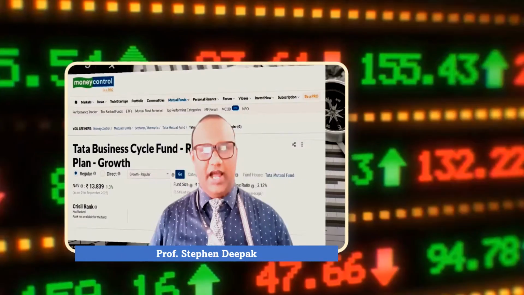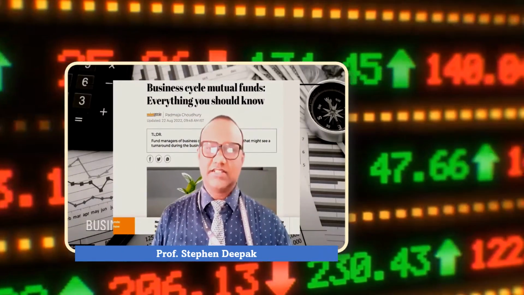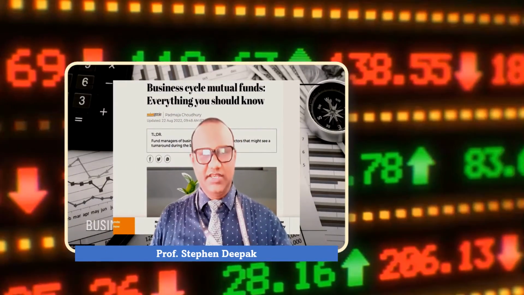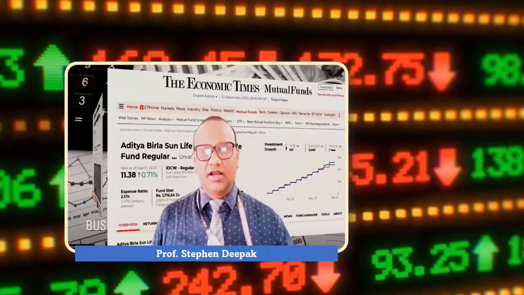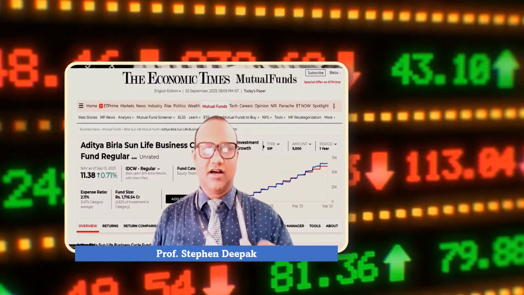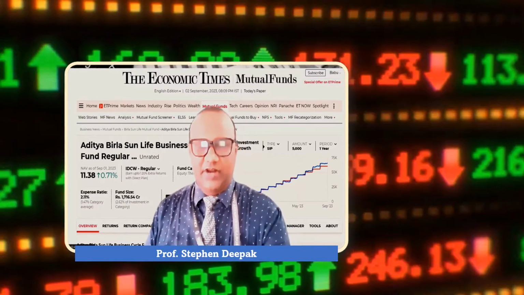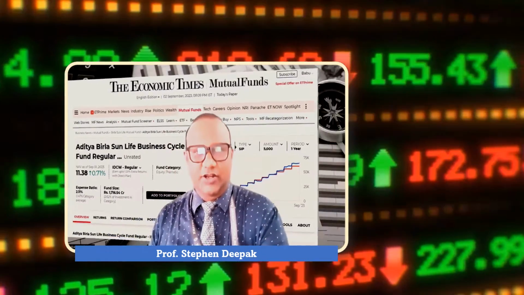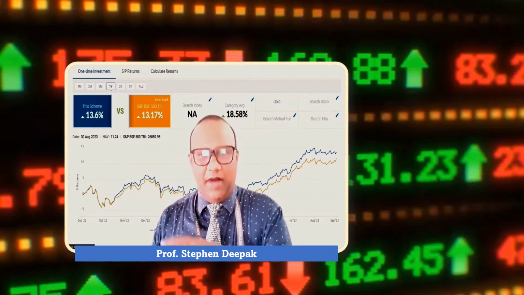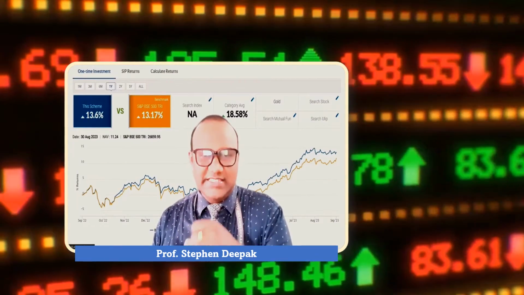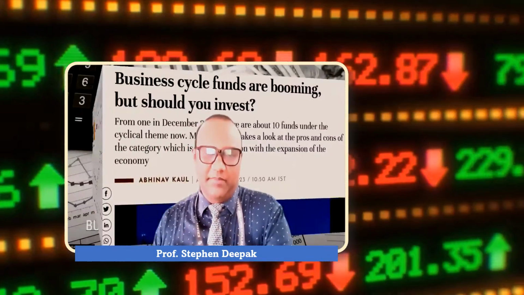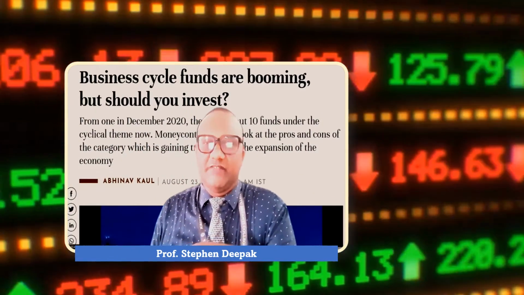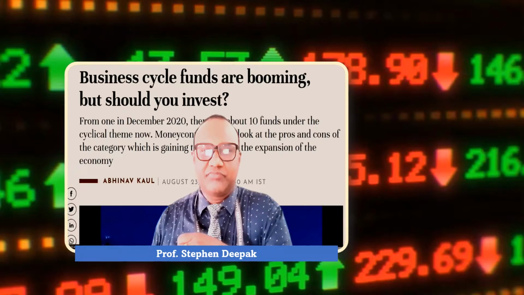Let us look at how a business cycle fund typically works. We've seen the advantages of what a business cycle fund could do. First of all, it helps in sector rotation. Fund managers typically analyze economic indicators and market conditions to determine which sectors are likely to thrive in the current economic environment, and then make their investment decisions accordingly.